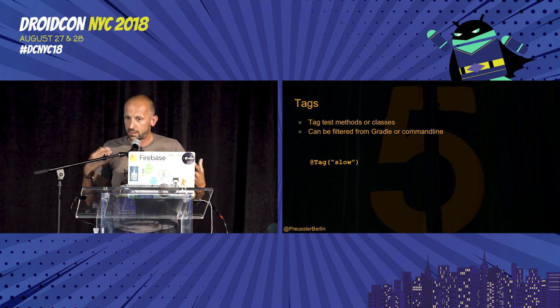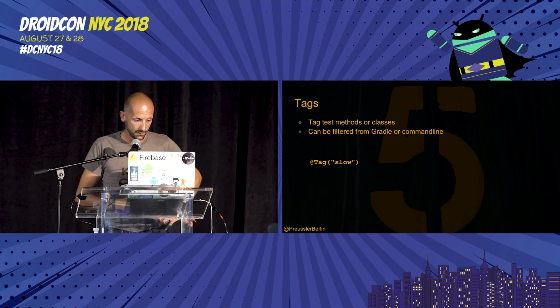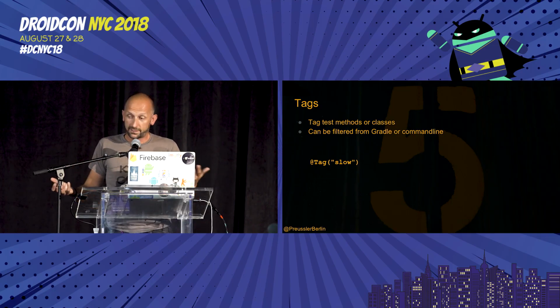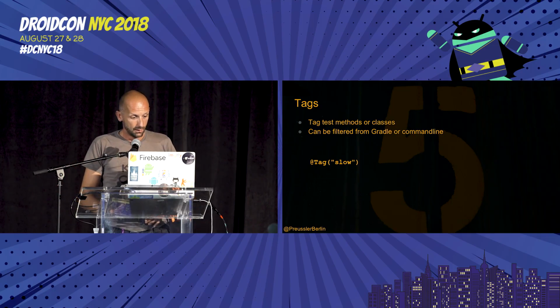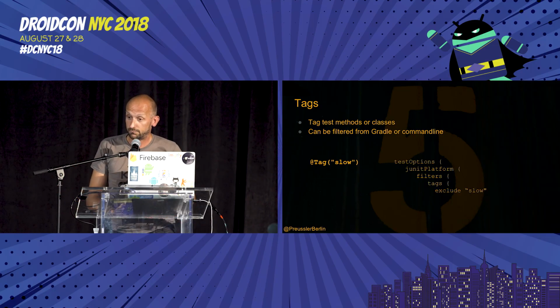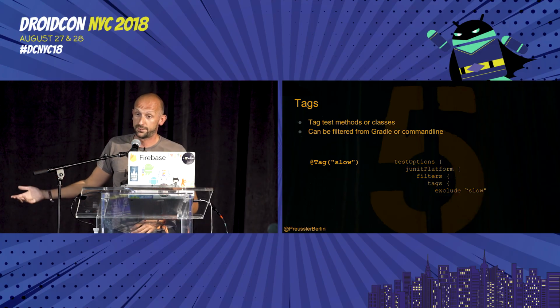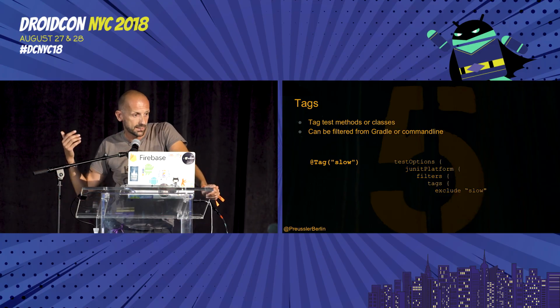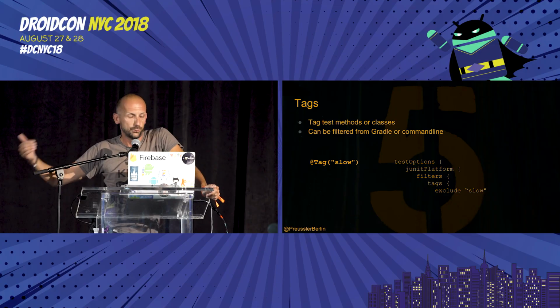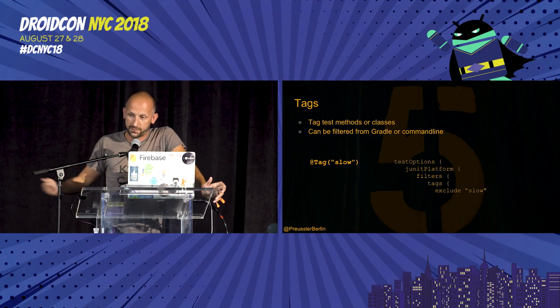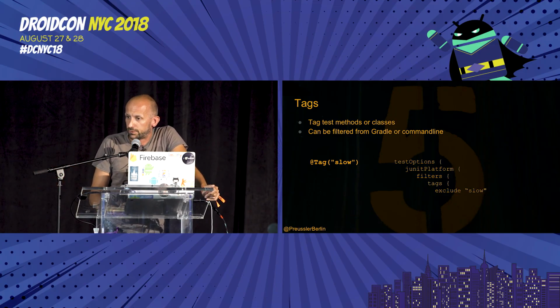In a similar direction goes tags, and that's something that we kind of had already in other ways. Think about the at-large test, for example, that Espresso brings. So you can define tags on your methods and on your classes, and then filter them from command line or from Gradle. So for example, exclude those slow tests. And actually, we use this. I have some tests that call real API calls. So I mark them as slow, and I don't run them when I run my unit test.